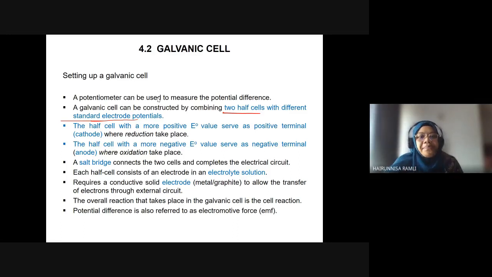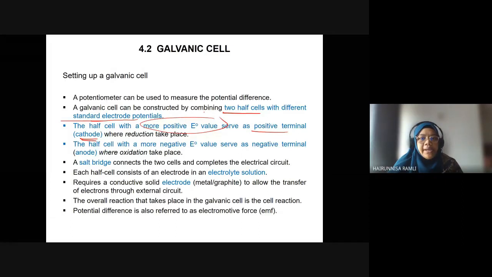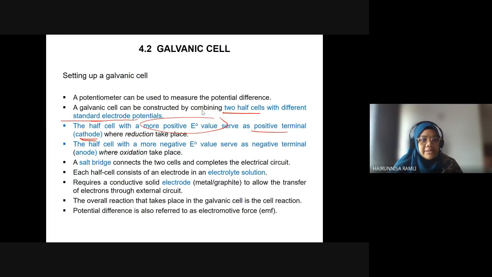Okay, and then the half cell with a more positive E naught value, more positive value lah basically, serve as positive terminal, which is a cathode, where reduction take place. E naught ni nanti you akan baca details after this lah, takut you confused pula E naught ni apa kan. Yang penting, yang ni saya tahu, you belajar dah kat sekolah, positive terminal is cathode, where cathode tu adalah untuk reduction. Kan, always remember anode untuk oxidation, cathode is for reduction. Okay, oxidation and reduction.